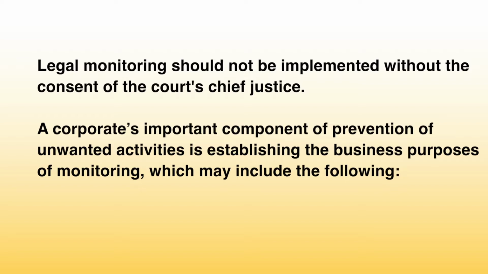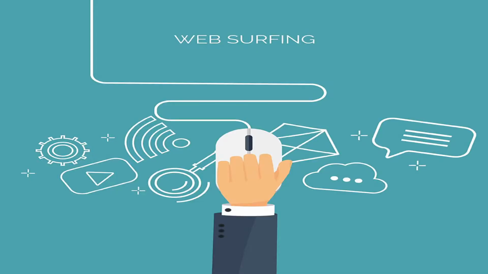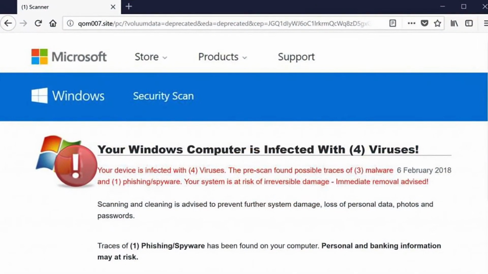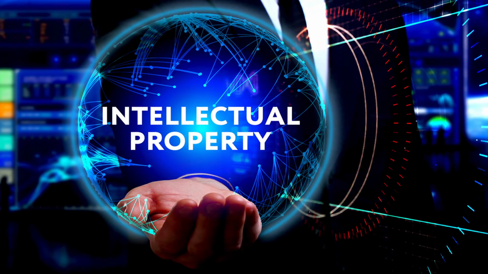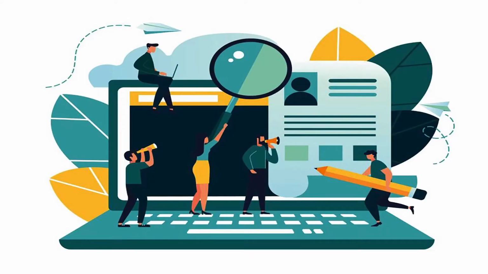An important component of a corporate's prevention of unwanted activities is establishing the business purposes of monitoring, which may include the following. Companies can prevent misuse of resources by discouraging unwanted personal activities of employees, such as online shopping or web surfing during company time. It is used to monitor employee performance. Federal legislation requires organizations to protect personal information, which might also help detect unlawful appropriation of personal information and potential scams or viruses. The protection of intellectual property, trade secrets and business strategies is a main concern. Hence, monitoring employee actions plays a significant role in safeguarding the company's assets.